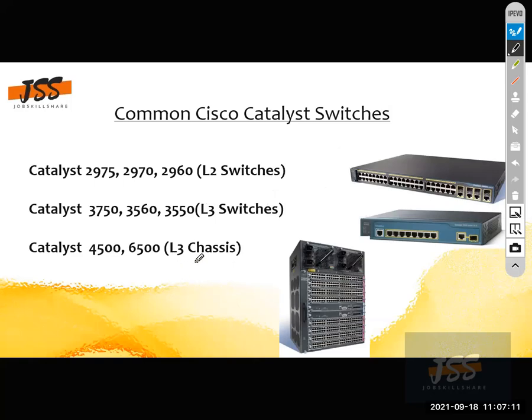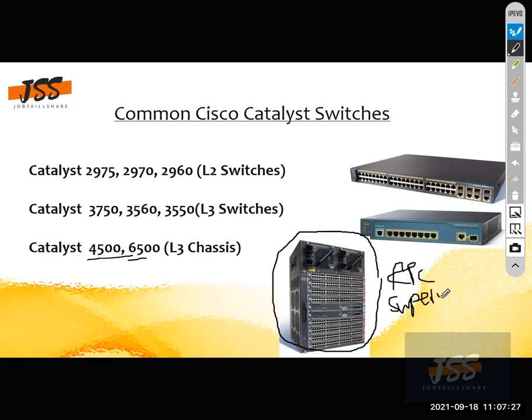And then we have layer 3 chassis. Basically, as you can see, Catalyst 4500 and 6500, and we have already talked about these chassis. These have redundant power supplies. These have supervisors, basically the brain of your router or the switch.